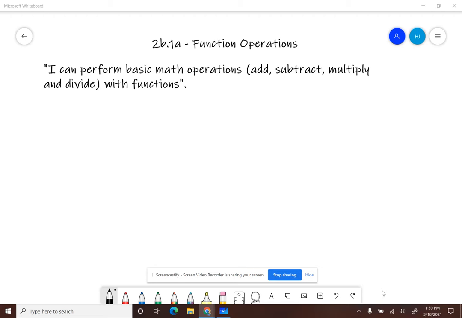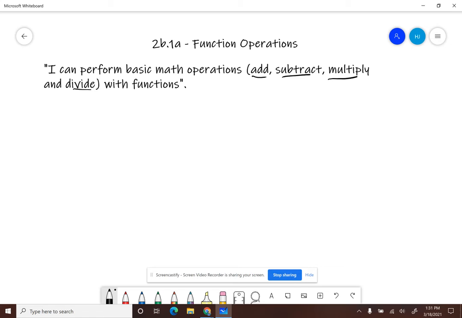So without further ado, 2b, this is kind of like chapter 2b.1a, is function operations. It says I can perform basic math operations, add, subtract, multiply, and divide with functions. I want to go ahead and say that as well, that even if you're going into calculus level math, it all really comes down to these 4 basic math operations. So anything you're doing, you're still always going to come back to those 4 basic operations.